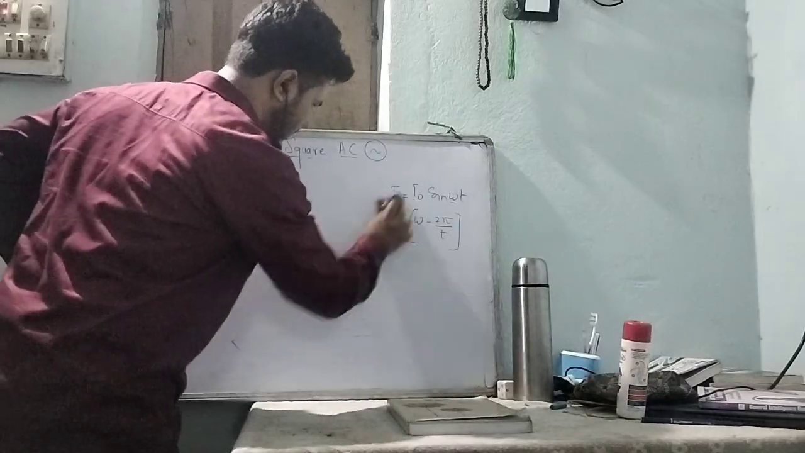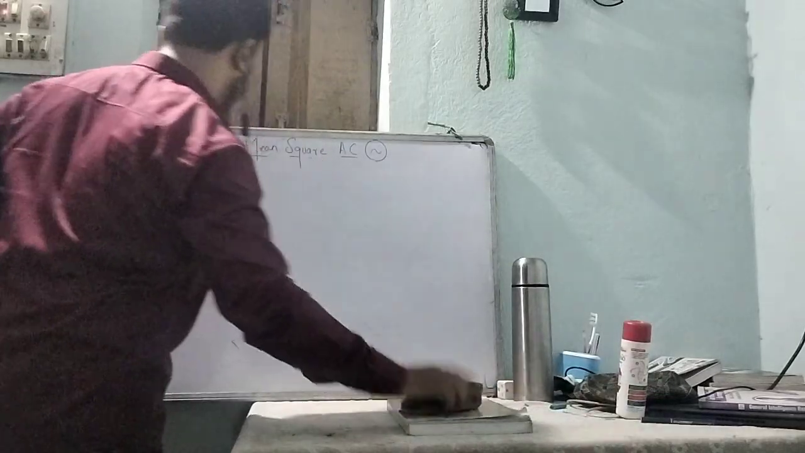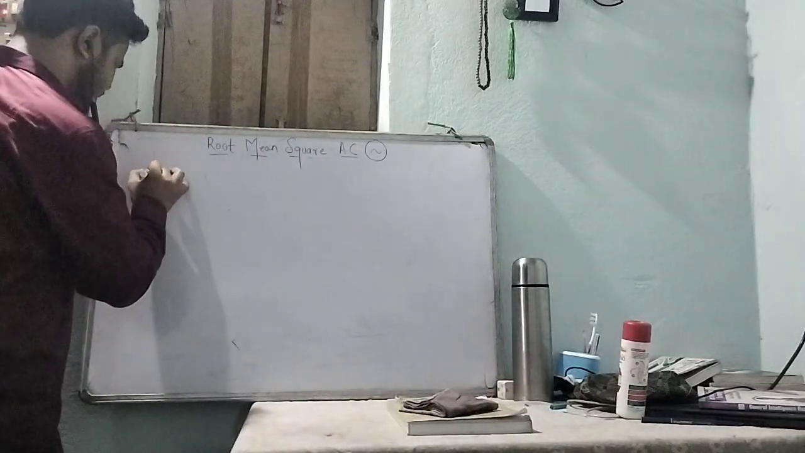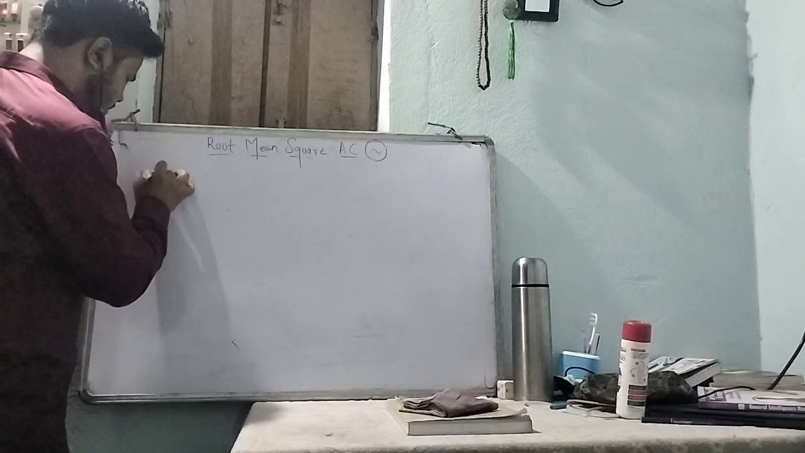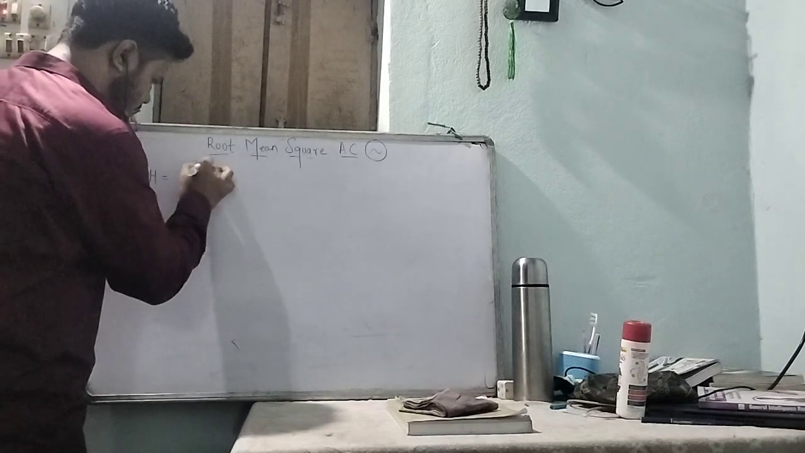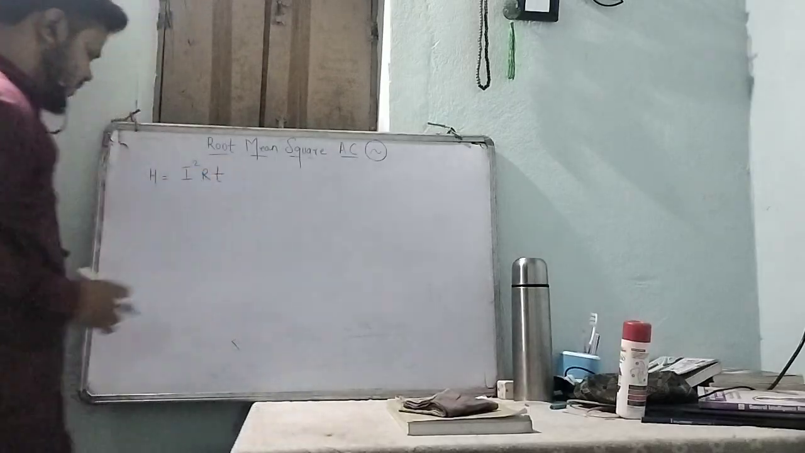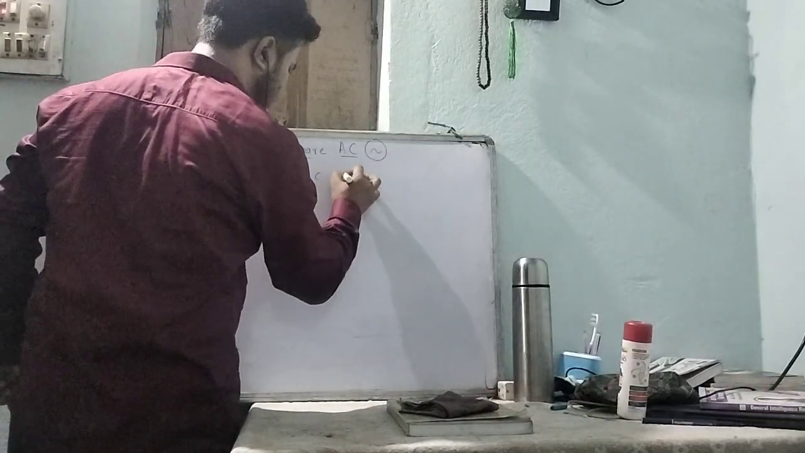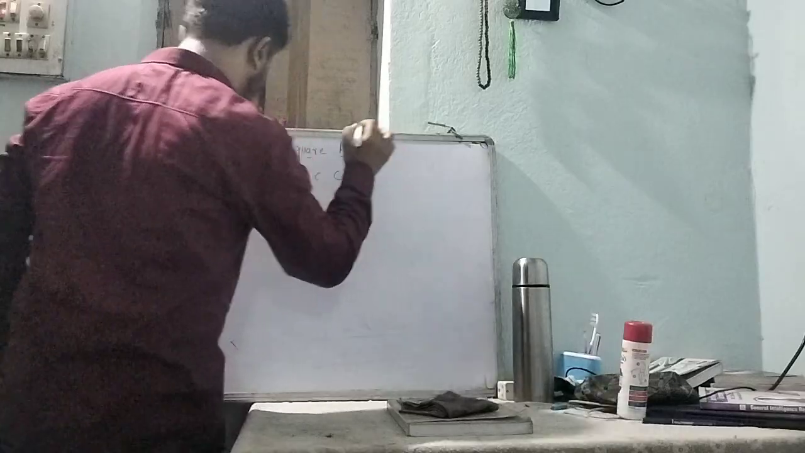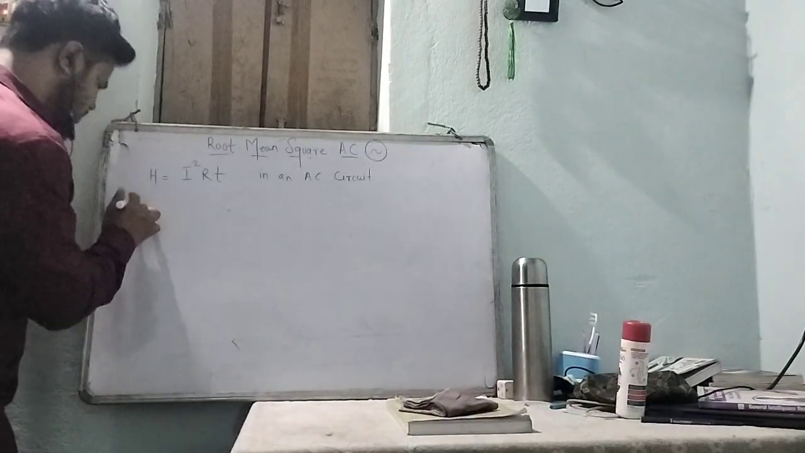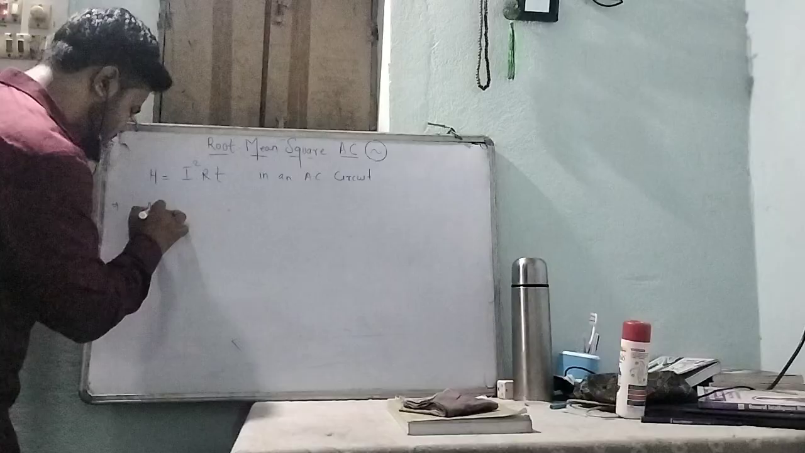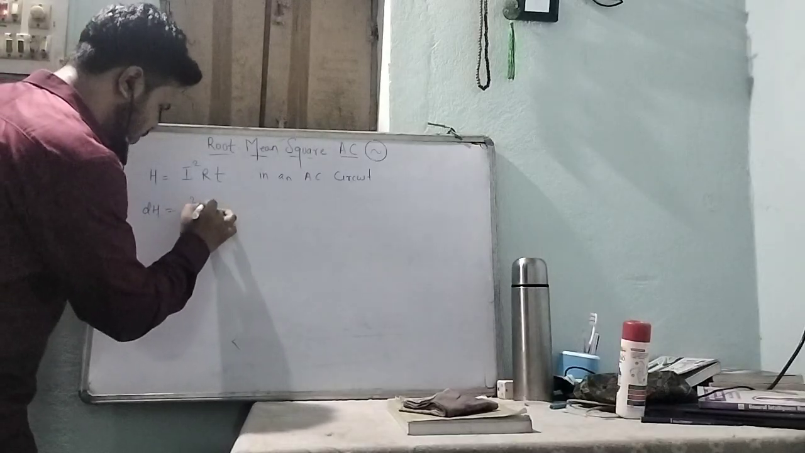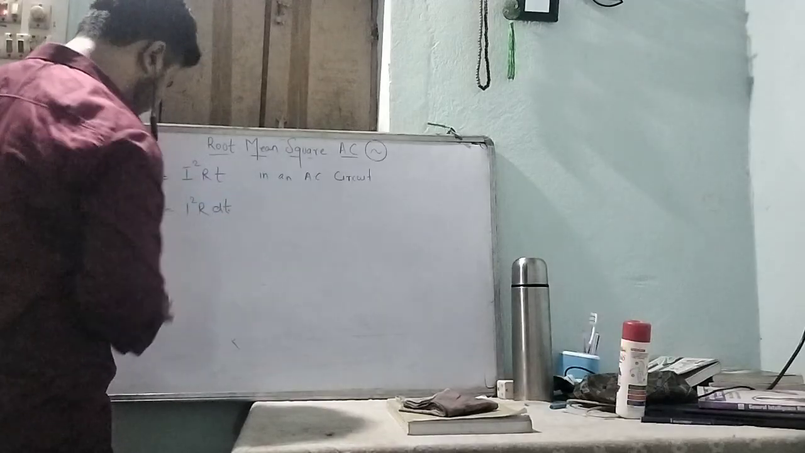Let's say the heating produced is equal to I square RT. This is Joule's law of heating. So in an AC circuit, for a small time interval, the heating produced dH will be equal to I square R, and since it is heated for a small time, dt.